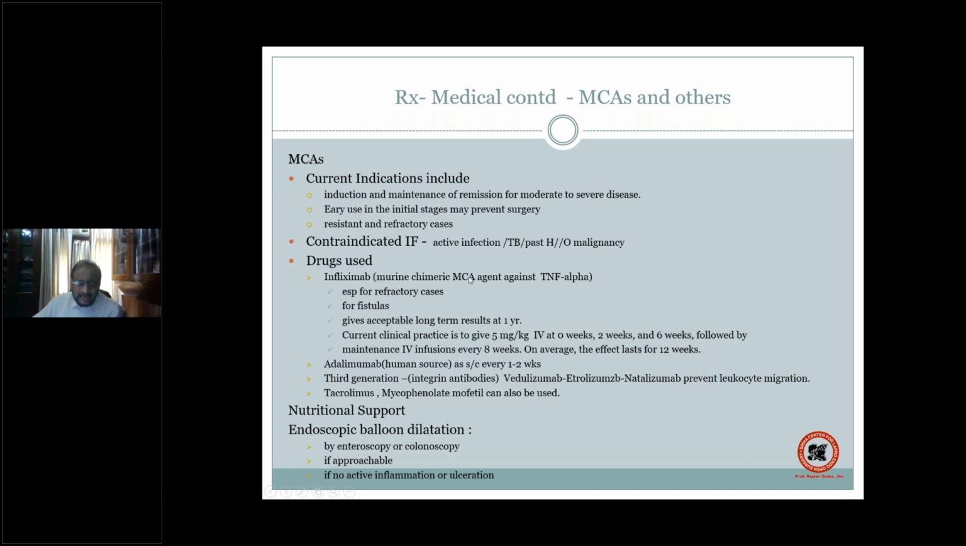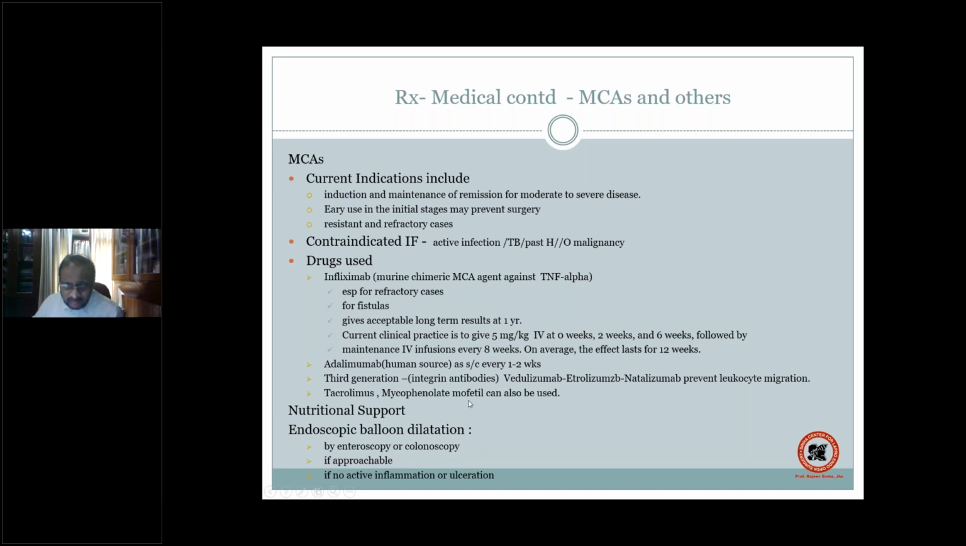The second is the antibody against tumor necrosis factor alpha which is available from a human source, and that is adalimumab, right? Subcutaneously every 1 to 2 weeks. Then you can have the third generation. Now, these are antibodies against integrin. These are not antibodies against tumor necrosis factor. These are antibodies against integrin. And all these antibodies prevent leukocyte migration.